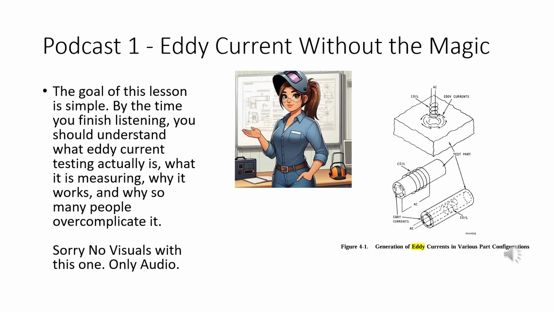Lenz's law for welders. Forget the textbook. Here's the practical version. Every time you try to shove energy into a conductor, the conductor pushes back. That pushback is what we're measuring. That's really what ET is. We're measuring how hard the material pushes back. Different materials push back differently. Cracks push back differently. Corrosion pushes back differently. Heat treatment pushes back differently. Conductivity pushes back differently. Everything becomes a change in pushback.